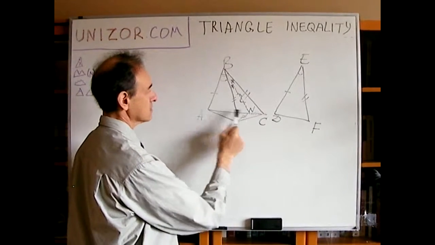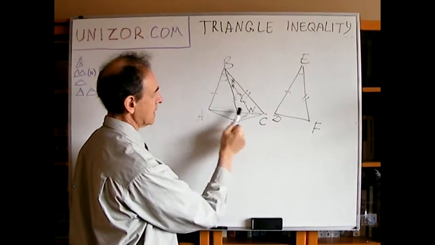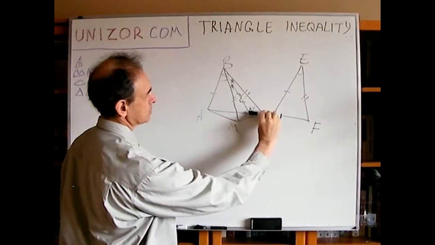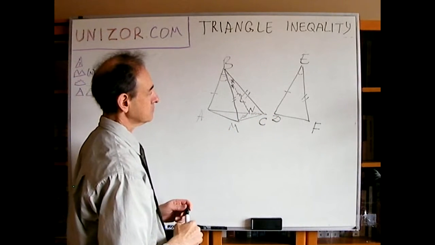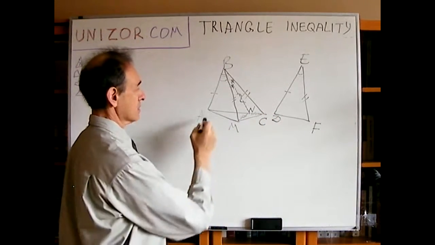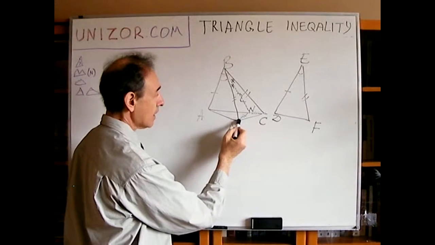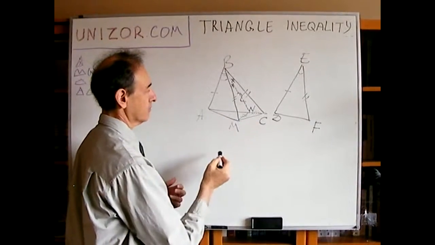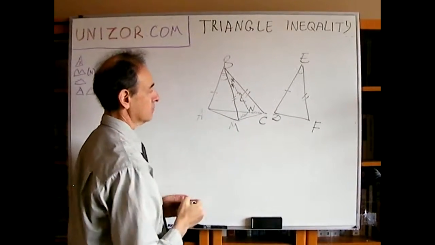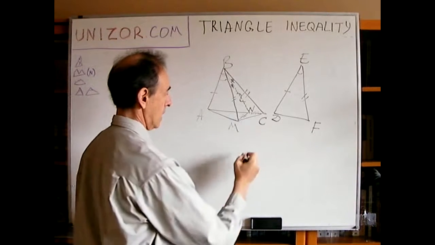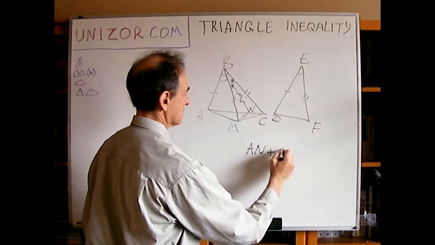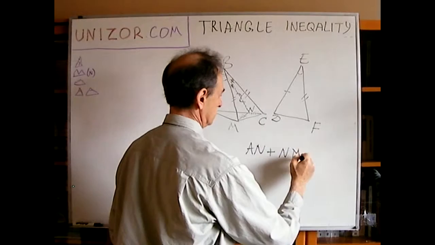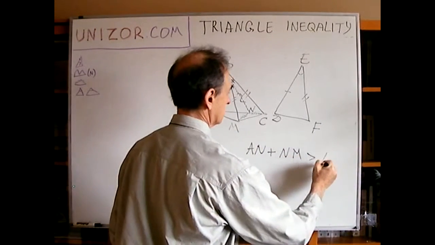And that's why the length of AC is equal to the sum of AN plus NM. That's obvious too, right? So we just took this particular piece and turned it this way. But now it is also obvious that AN plus NM, since these are two sides of a triangle ANM, the sum of them is greater than AM. So AN plus NM is greater than AM.